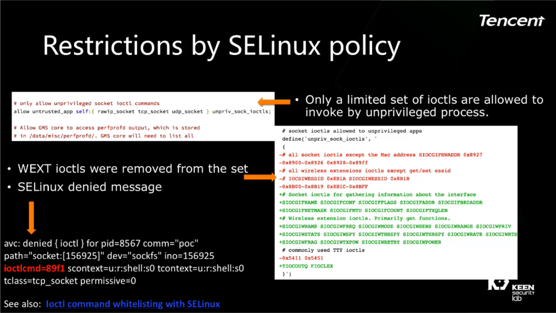And I'm not surprised that the private WEXT ioctls are disallowed right now. So if you want to call the private WEXT ioctl on updated Nexus devices, I'm afraid you will get an AVC denied error from the kernel, just like this.